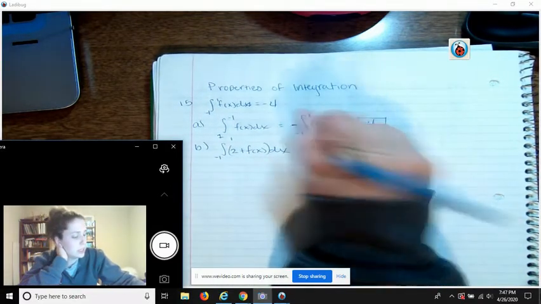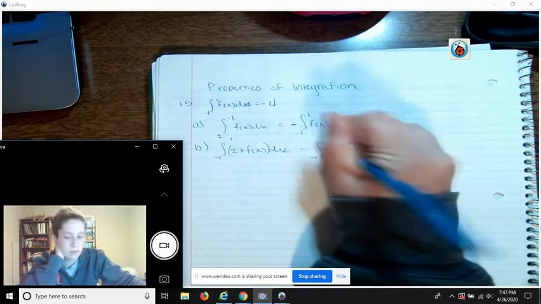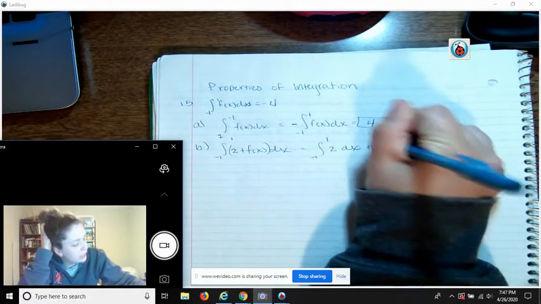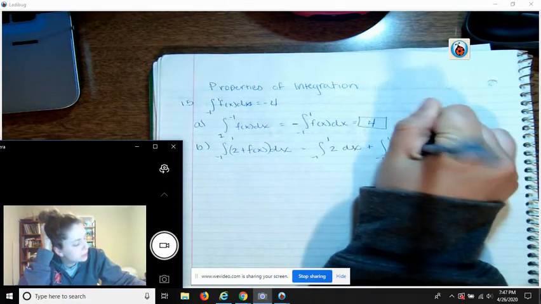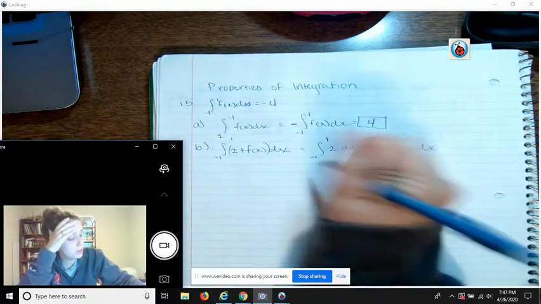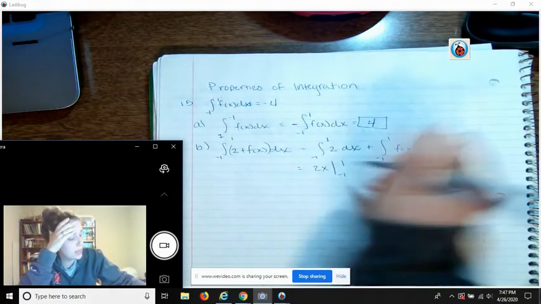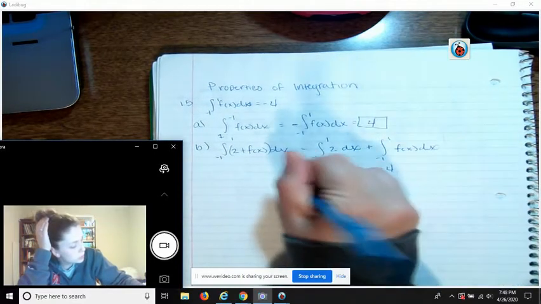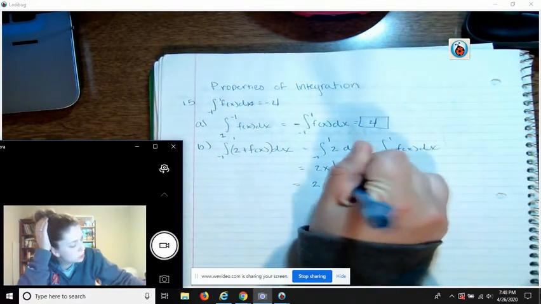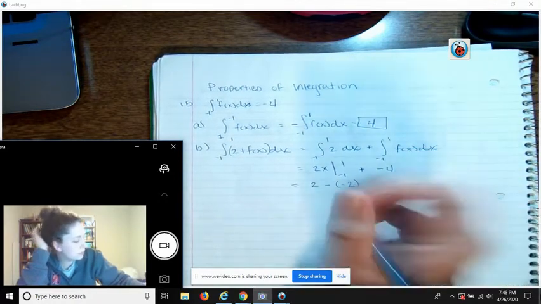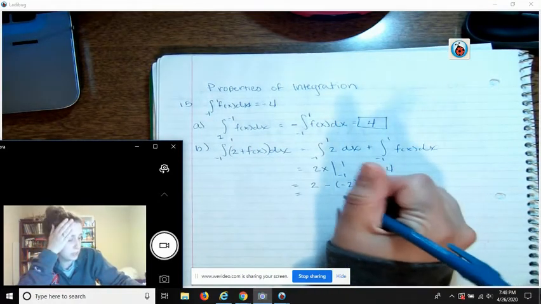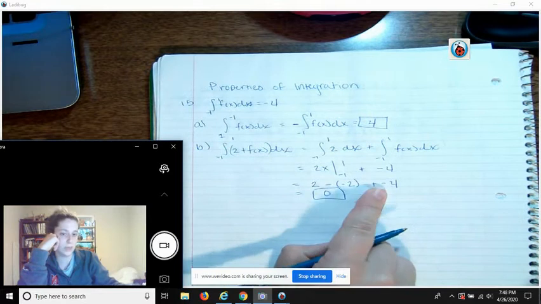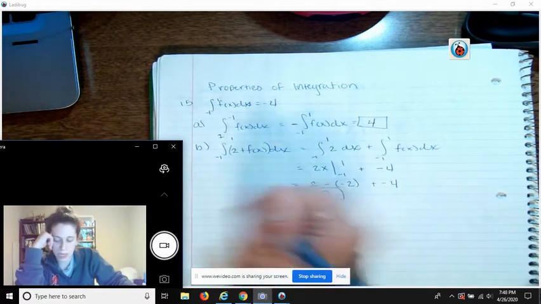So we can split this integral up to the integral from -1 to 1 of 2 dx plus the integral from -1 to 1 of f of x dx. 2 becomes 2x from -1 to 1. This is just -4. So then this becomes 2 minus -2 plus -4. That ends up being 0. Okay, so we would end up with +4 minus 4 equals 0. So that should be B.